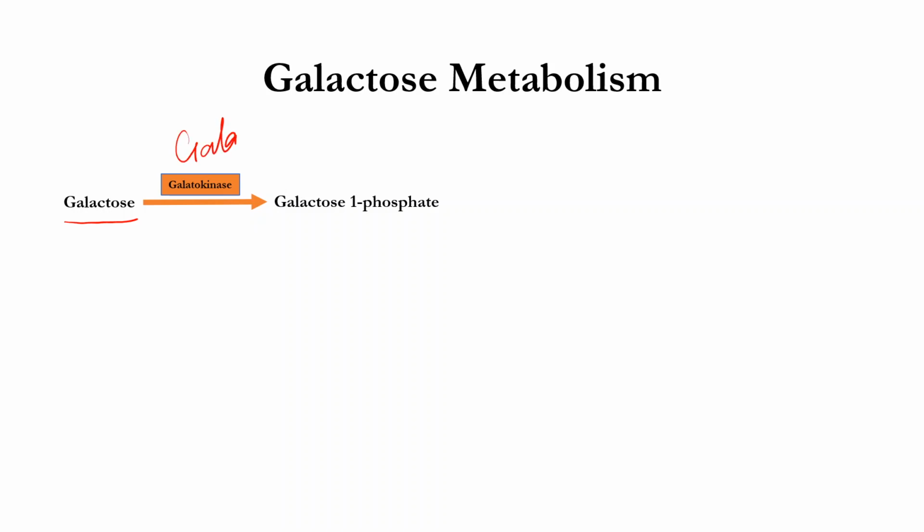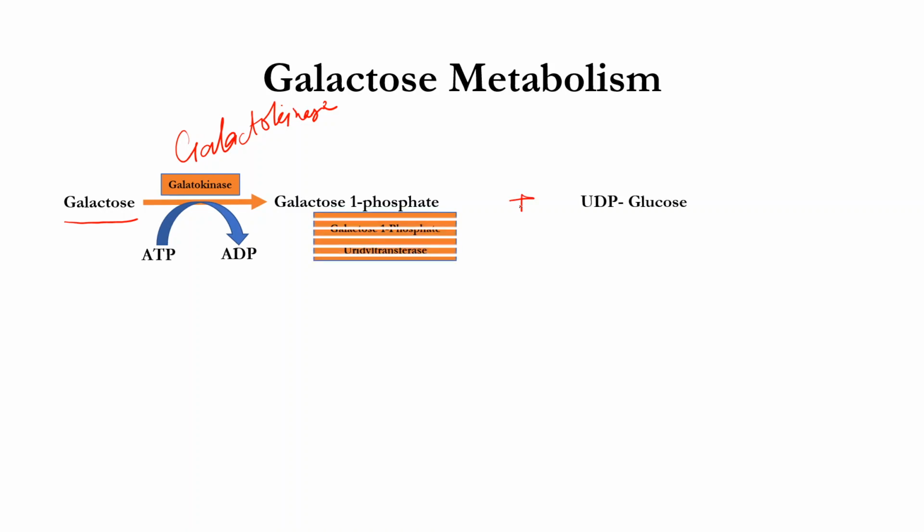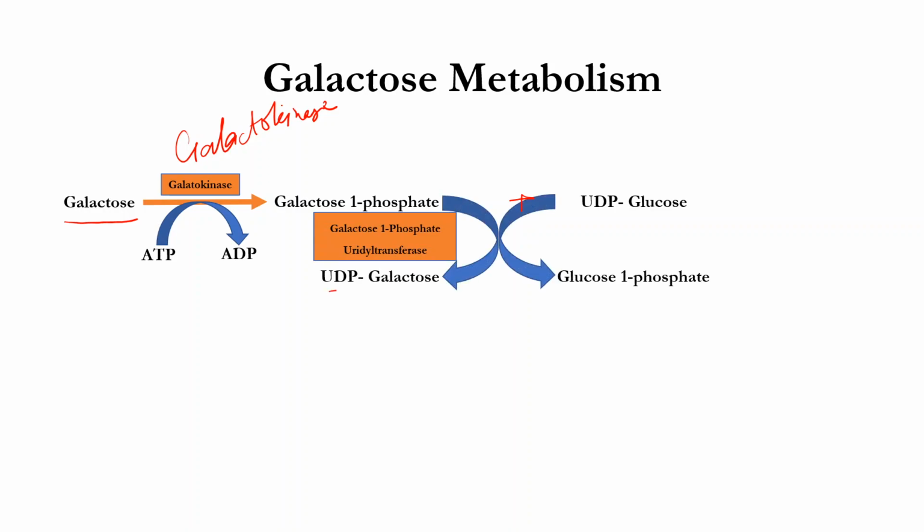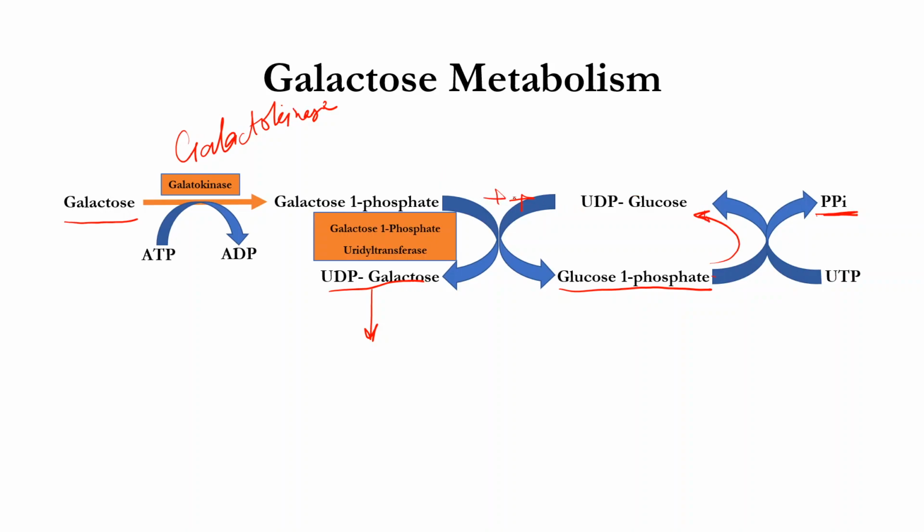There is some spelling mistake here. Galactokinase. And 1 ATP is used in this reaction, ATP being converted into ADP. Then this galactose 1-phosphate will combine with UDP glucose to make two products. One is UDP galactose and the other is glucose 1-phosphate. UDP galactose will be utilized for the synthesis of lactose, and glucose 1-phosphate has two fates. Either it will be converted back into UDP glucose by combining with UTP, and pyrophosphate is released.